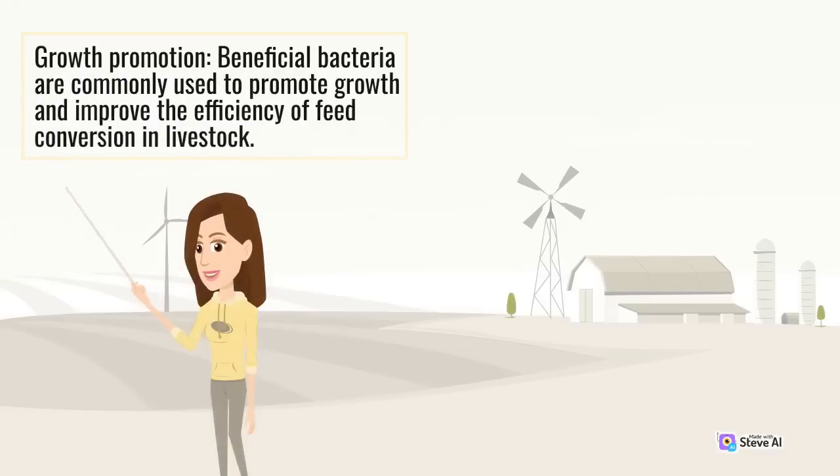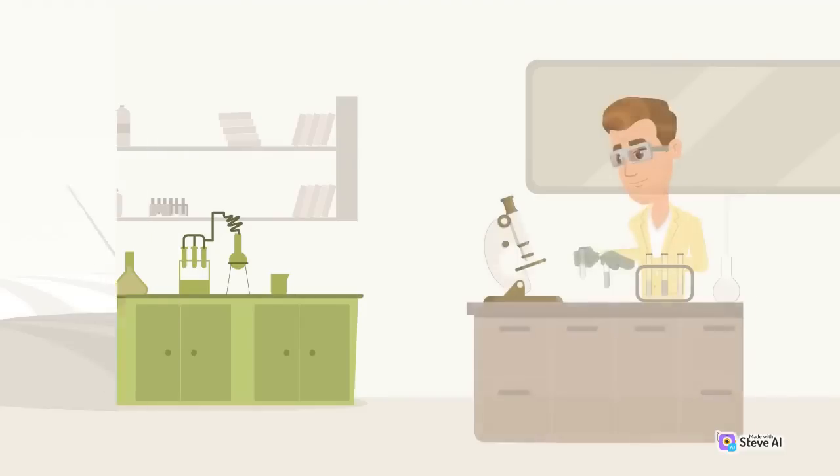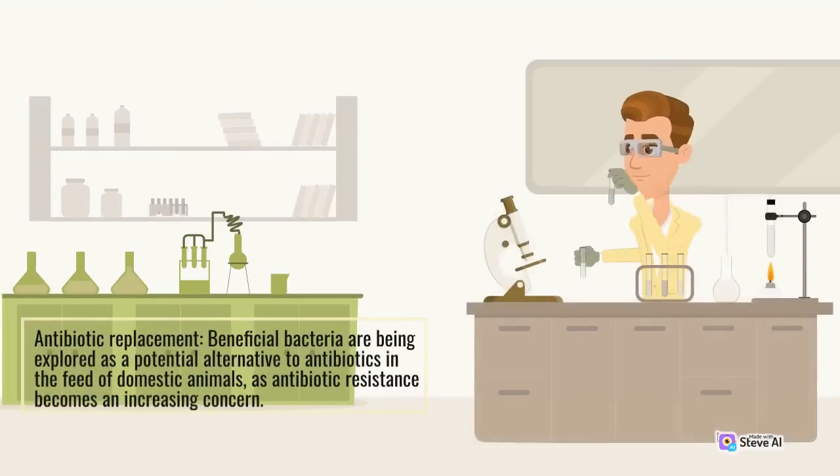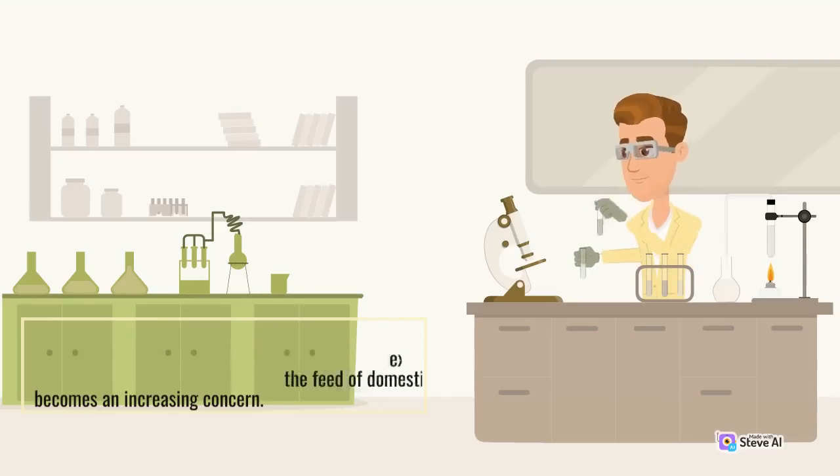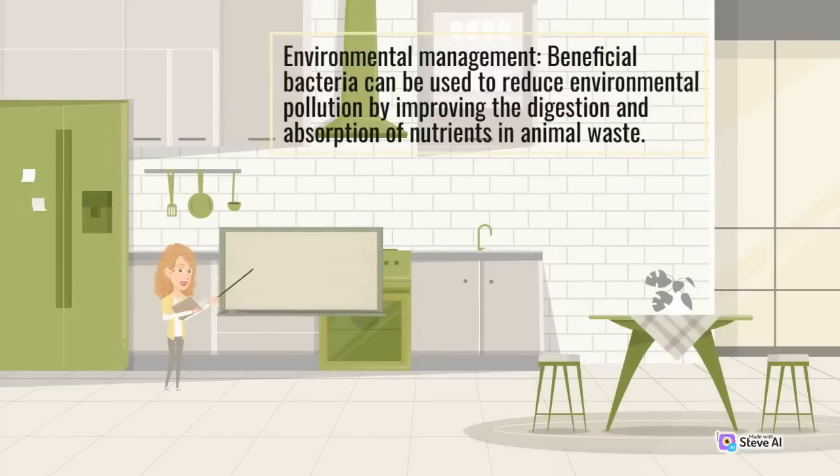Growth promotion. Beneficial bacteria are commonly used to promote growth and improve the efficiency of feed conversion in livestock. Antibiotic replacement. Beneficial bacteria are being explored as a potential alternative to antibiotics in the feed of domestic animals, as antibiotic resistance becomes an increasing concern. Environmental management. Beneficial bacteria can be used to reduce environmental pollution by improving the digestion and absorption of nutrients in animal waste.